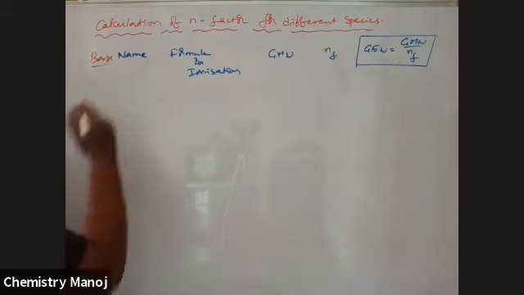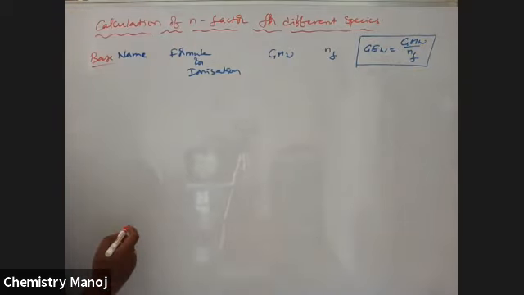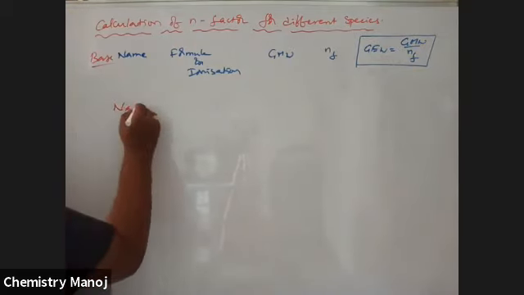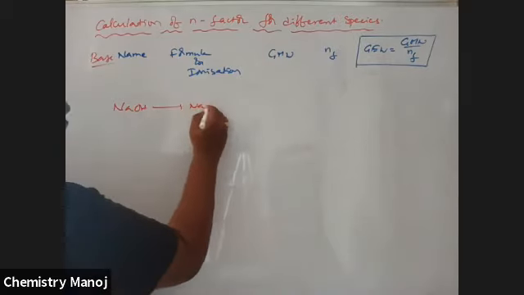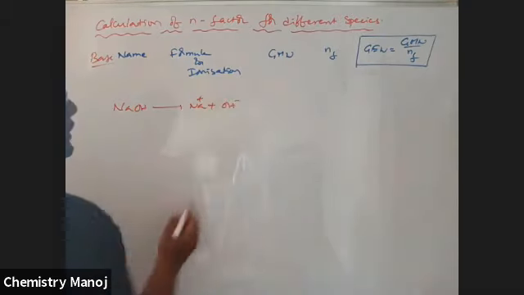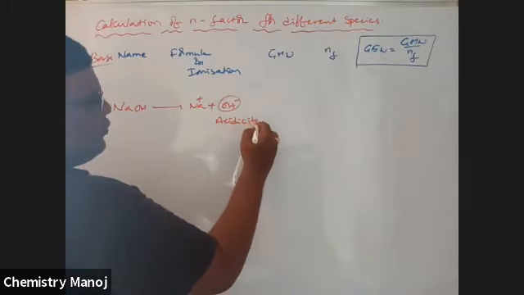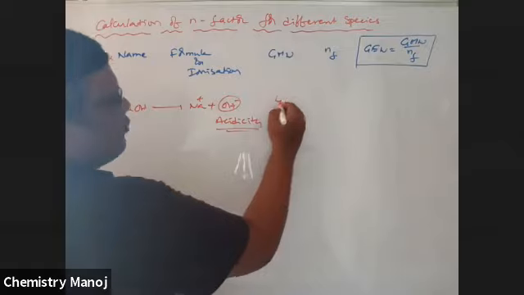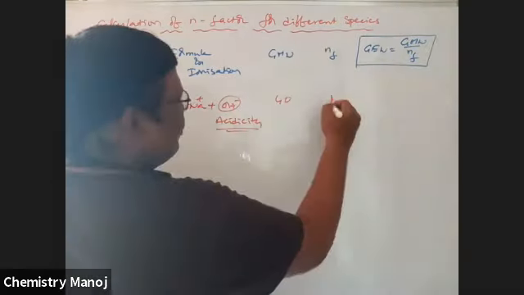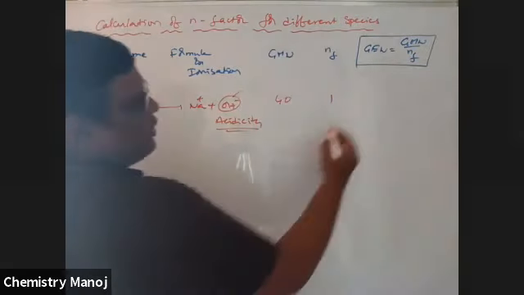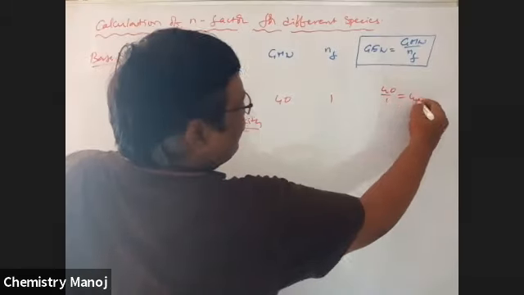See here, the base NaOH. Sodium hydroxide splits as Na plus ion and OH minus ion. Only one OH minus ion, which is the acidity of this base. Therefore, gram molecular weight is 40, and the N factor is equal to 1. Only one OH. Therefore, 40 by 1 is equal to 40. It is clear.